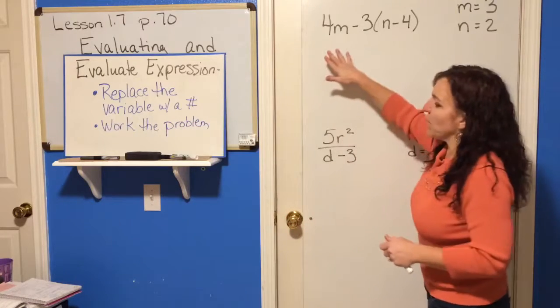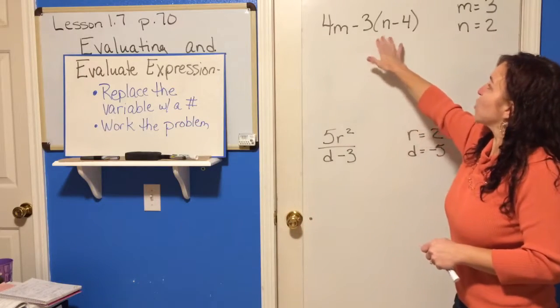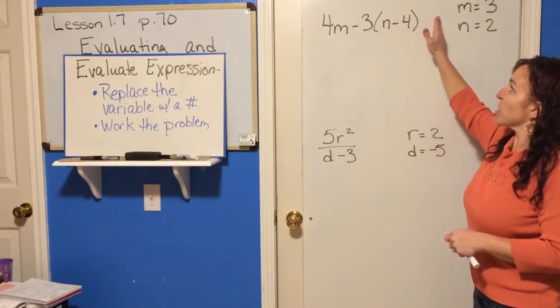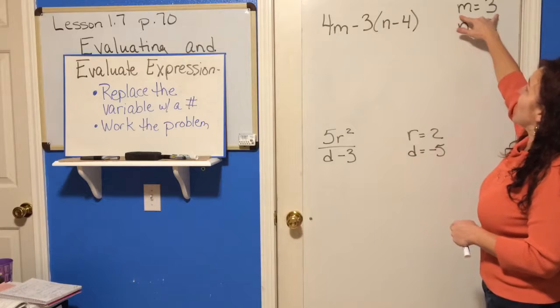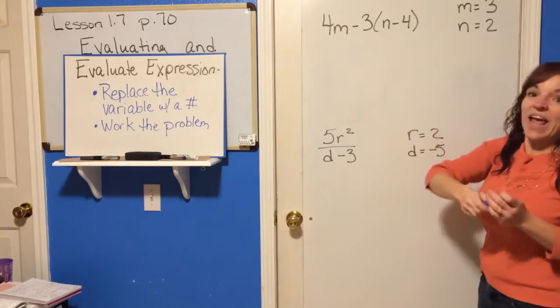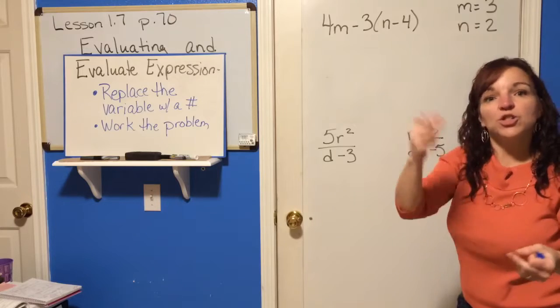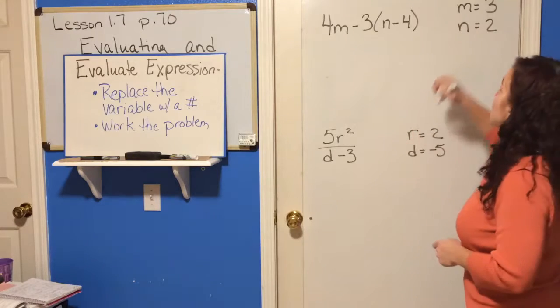So our first example here is 4m minus 3 times the quantity n minus 4. And this is our expression. There is no equal sign. I'm giving you m equals 3 and n equals 2. So if you think you know how to do it, pause it and do it, and then come back and make sure you got it right.